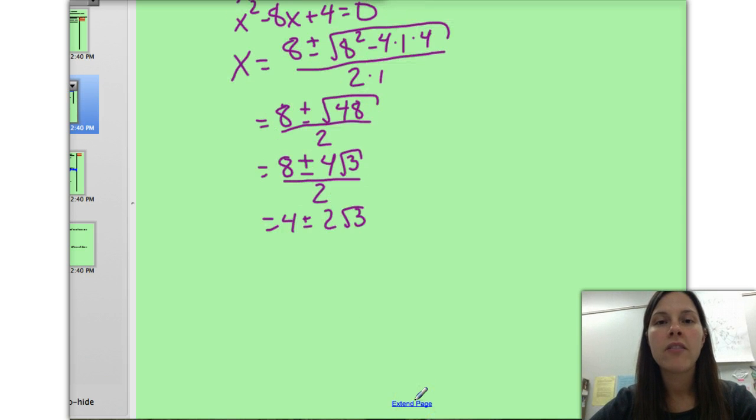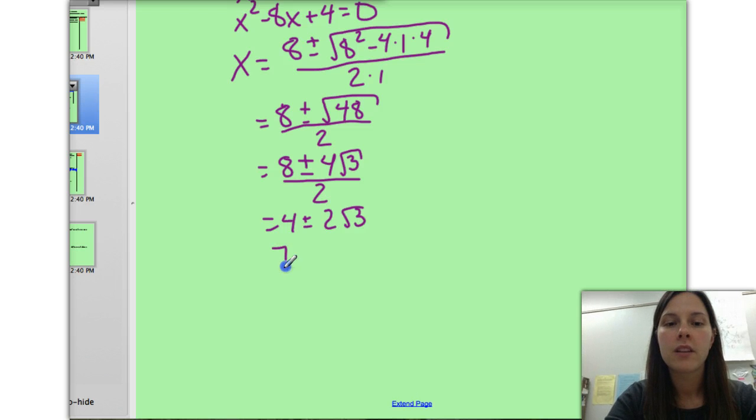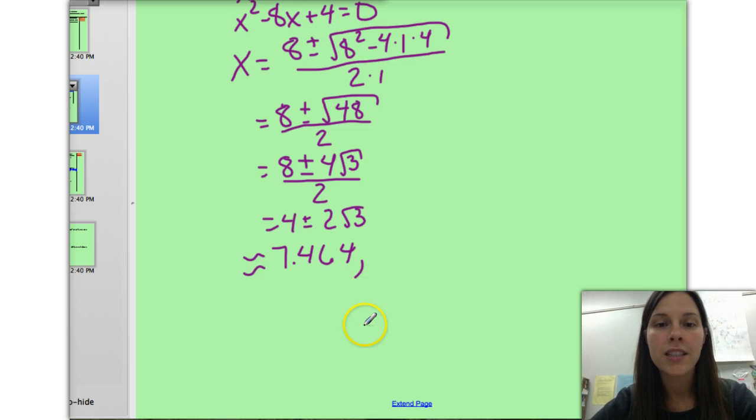In order to see if we have any domain restrictions on this one, 4 plus 2 root 3 will of course be positive. I got a decimal approximation of 7.464 for that one. The one that we have to watch out for is that 4 minus 2 root 3 could possibly be negative. In this case, because the square root of 3 is just a bit smaller than 2, our answer is positive, and I got about 0.536.